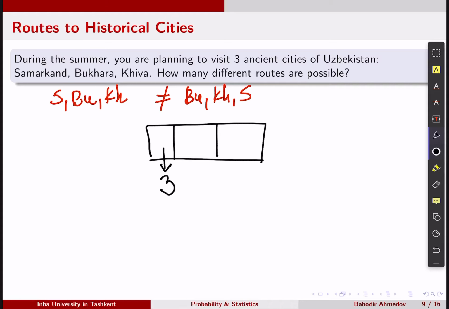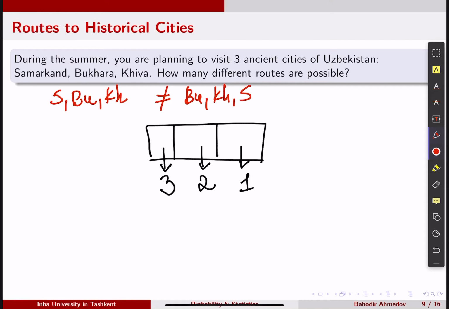So if you decided to go to Samarkand, for example, how many different cities can you choose to go to second? There are 2 different cities you can go to second, and at the end there is only going to be 1. So it doesn't matter how you are choosing the cities, the number of cases is always going to be the same.